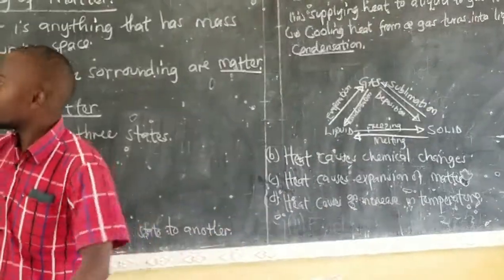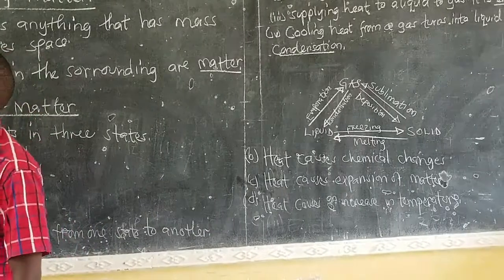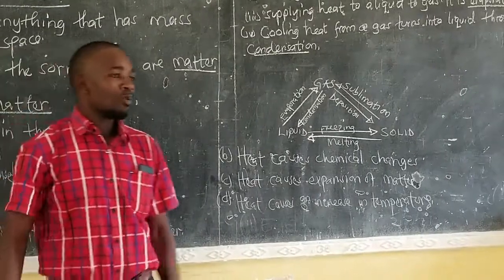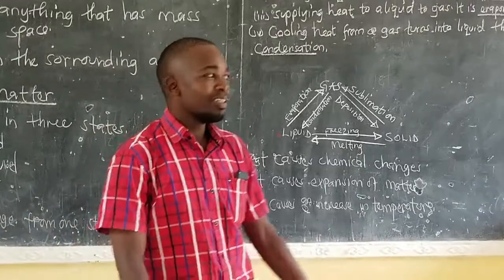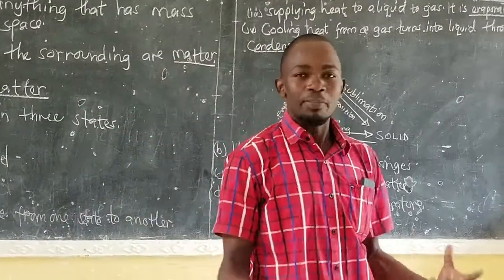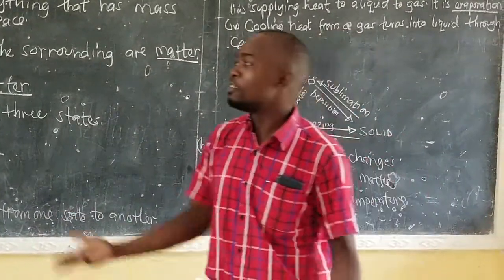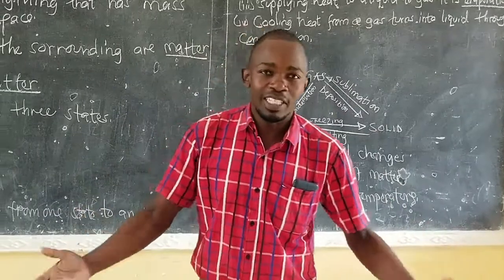Heat causes an increase in temperature. What is temperature? Temperature is the hotness or coldness of an object. Which device do you use to determine temperature? The answer is very clear: thermometer.